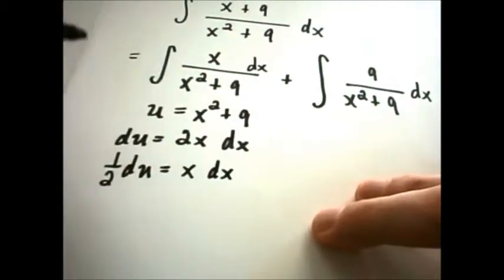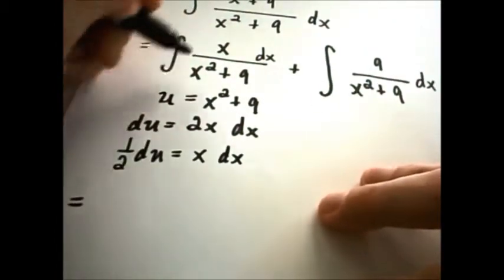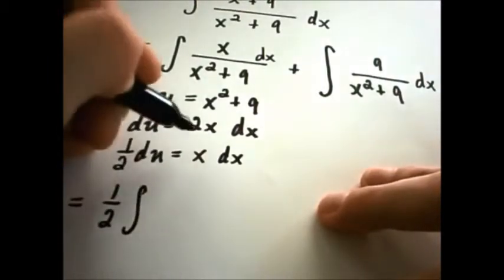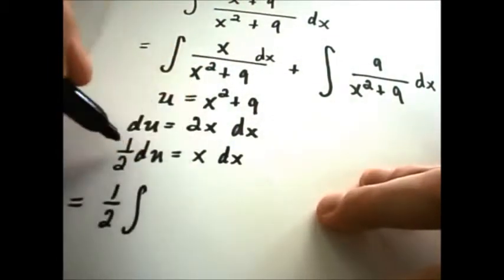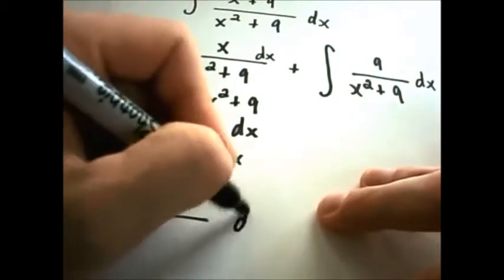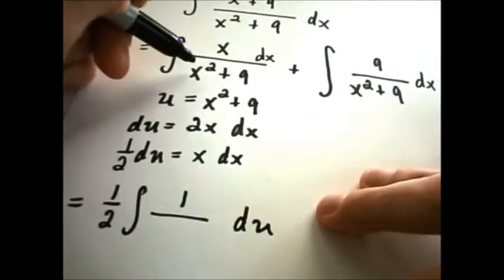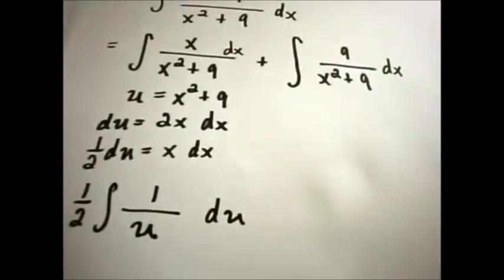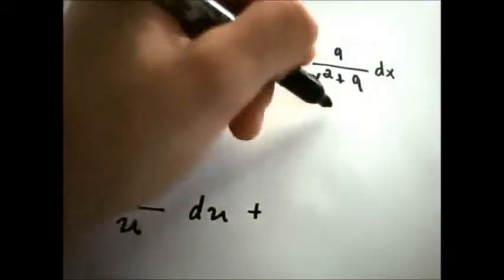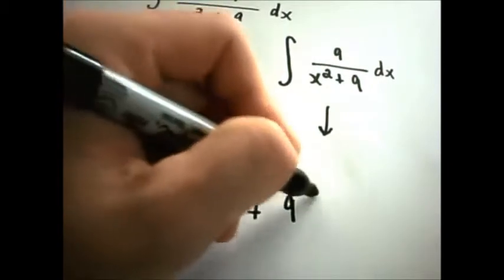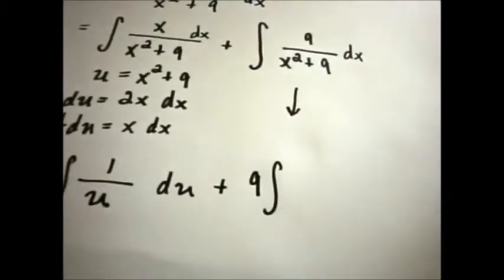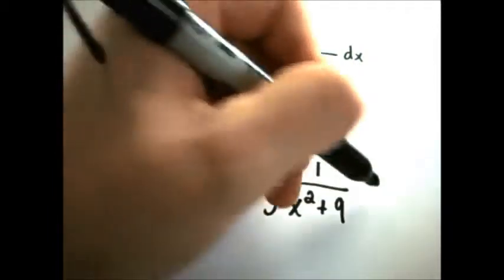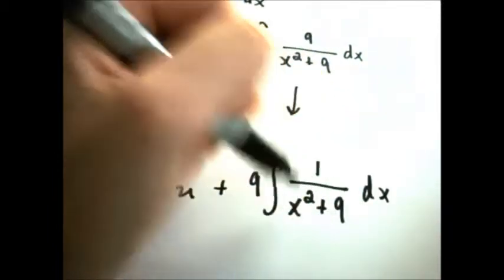For the first piece, I'm going to again do a u substitution. I'm going to let u equal x squared plus 9. So du is simply going to be 2x dx. Well, all I need is a single x dx. So I'm going to divide both sides by 2 and have 1/2 du equals x dx.